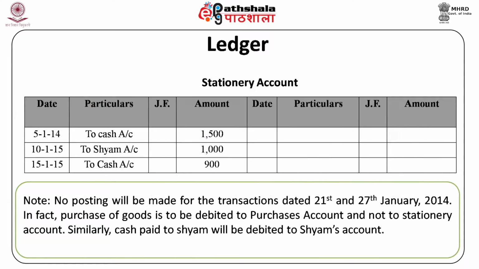Stationery account. 5/1/14 to cash account 1500. 10/1/14 to Shyam account 1000. 15/1/14 to cash account 900. Note: no posting will be made for the transactions dated 21st and 27th January 2014. In fact, purchase of goods is to be debited to purchase account and not to stationery account. Similarly, cash paid to Shyam will be debited to Shyam's account.